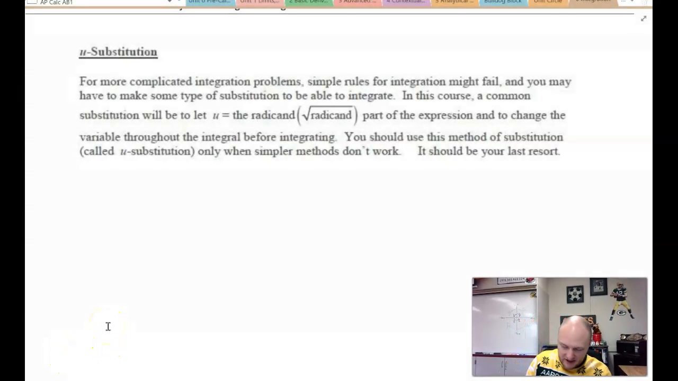For more complicated integration problems, simple rules of integration might fail, and you may have to make some type of substitution in order to be able to integrate. I've kind of already been alluding to this by using that u is equal to something, so hopefully this isn't as complicated. In this course, a common substitution will be when u is equal to the radicand, right? And a radicand is whatever function is underneath a square root symbol. We saw one in the last video. Part of the expression, and you want to change that variable throughout the entire integral before integrating, okay?